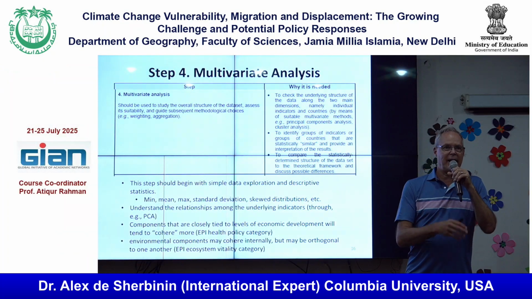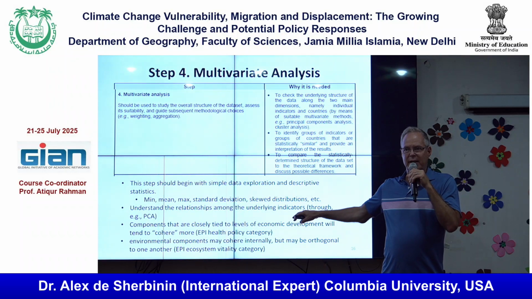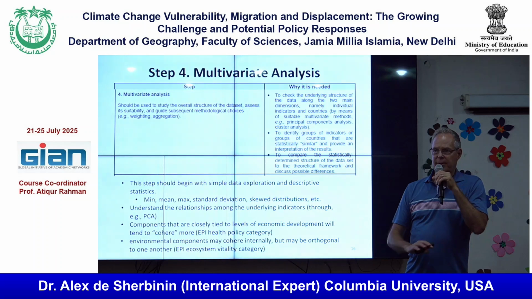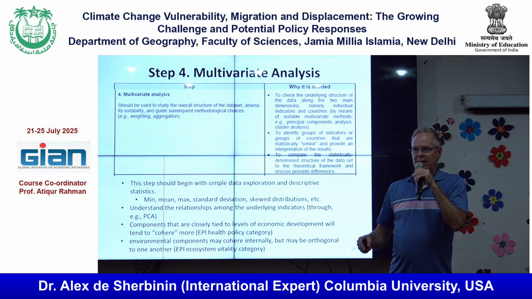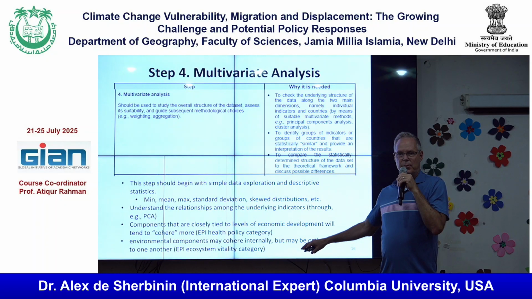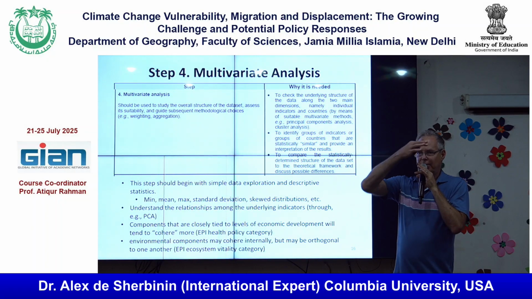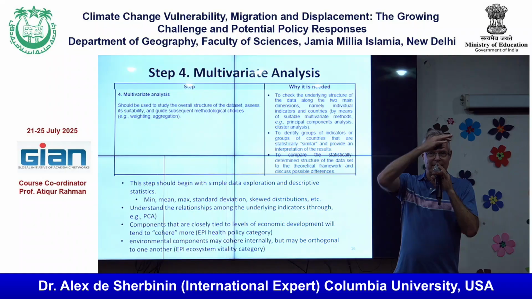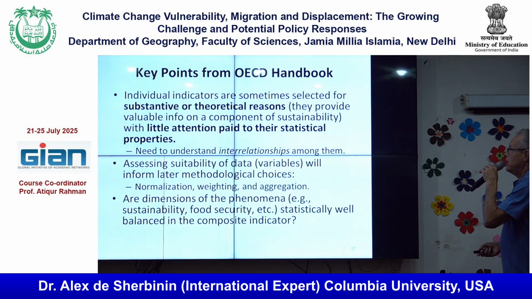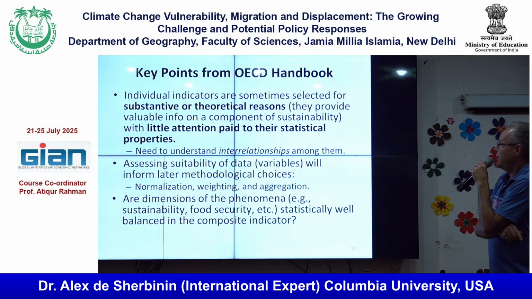You might have high offshore fishing rates of trawling levels, but you might be cutting all your forests down. So there's these elements in which, yes, they're all part of environmental, what we call ecosystem vitality, but they tend to be orthogonal to one another in certain countries. You're not always seeing the same patterns. Does that make sense? So these are some key points from the OECD handbook.